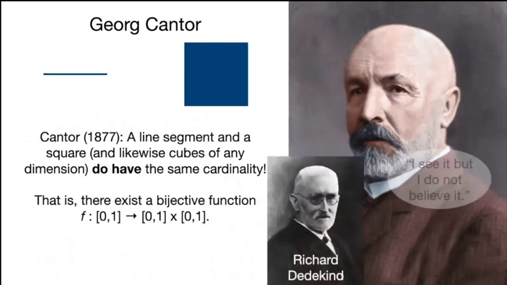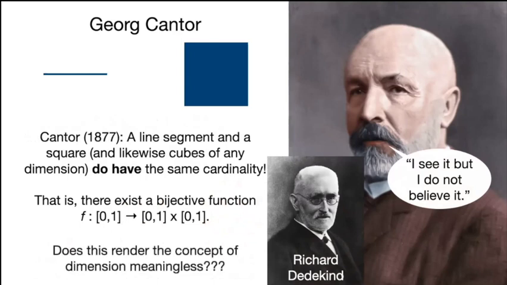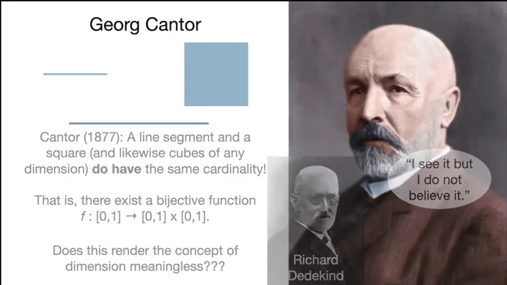And he wrote back to Richard Dedekind, "I see it, but I don't believe it." So basically he proved it, but he was so stunned by it that he couldn't believe what he had proven. Okay, and so he asked the question, does this mean that there really is no such thing as dimension if these really are the same?